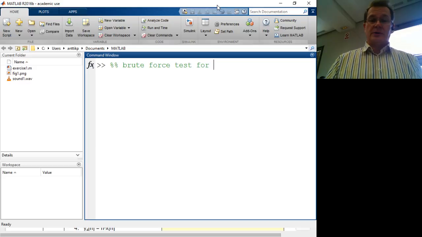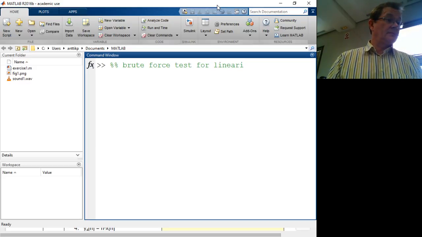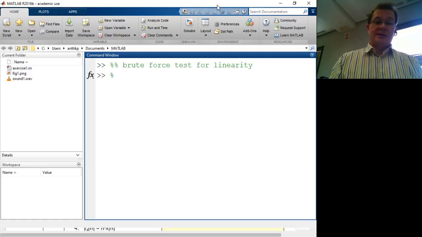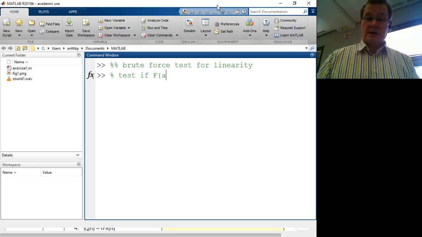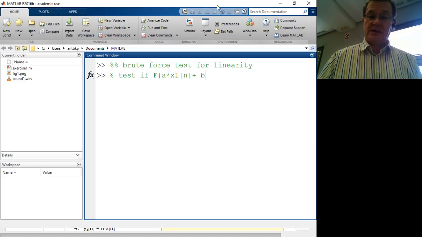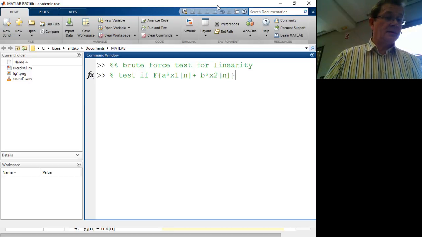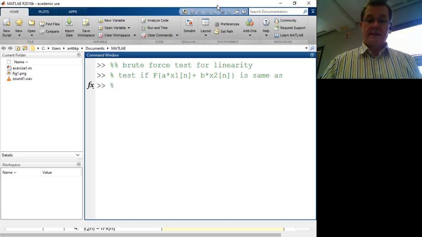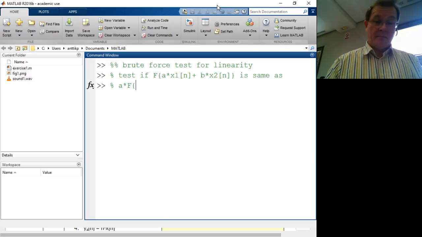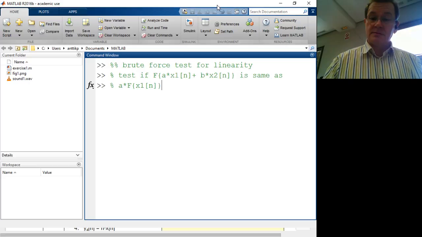Brute force test for linearity. So basically test if a times x1[n] plus b times x2[n] is same as a times f(x1[n]) plus b times f(x2[n]).